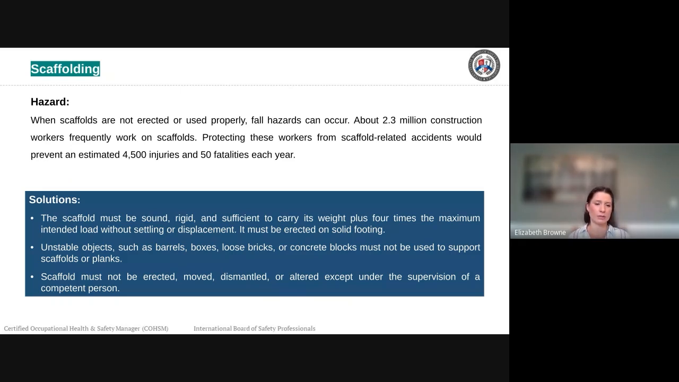So our control methods, or our solutions for the hazards of scaffolding, include ensuring that the scaffolds are sound, properly constructed and installed, that they're rigid and sufficient to carry the weight, plus a safety measure of 4 times the maximum intended load without settling or displacement, and that they're erected on solid footing. That no unstable objects such as barrels, boxes, loose bricks, or concrete blocks are used to support scaffolds or planks, and that scaffolds must not be erected, moved, dismantled, or altered unless they're under the supervision of a competent person.